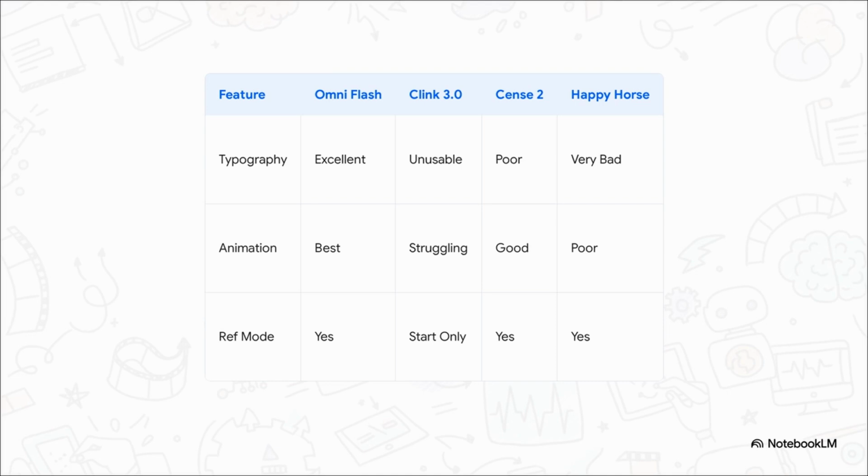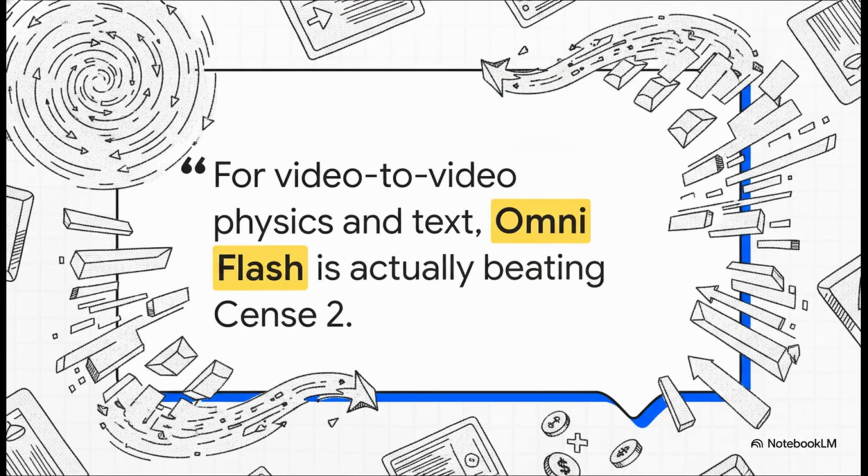Happy Horse? The typography is essentially unusable. Seedance 2 is decent, but numbers and text still come out pretty garbled. But Gemini Omni Flash absolutely crushes the competition here. Excellent typography, the most fluid animation, and most importantly, it actually respects that continuous reference mode we were just talking about. Now, I will concede 1 point to Seedance 2 based on the source findings.